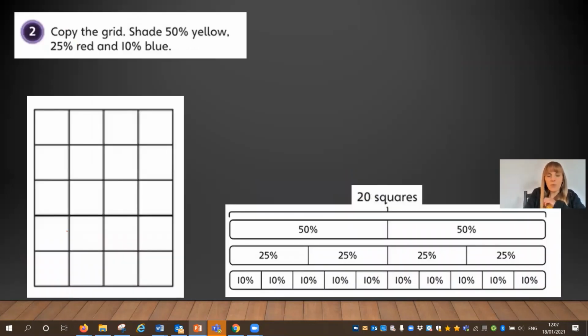Now let's have a look here. Copy the grid. Shade 50% yellow, 25% red, and 10% blue. It might be worth you pausing the video here if you want to have a go at this and then see if you're getting the answer correct.